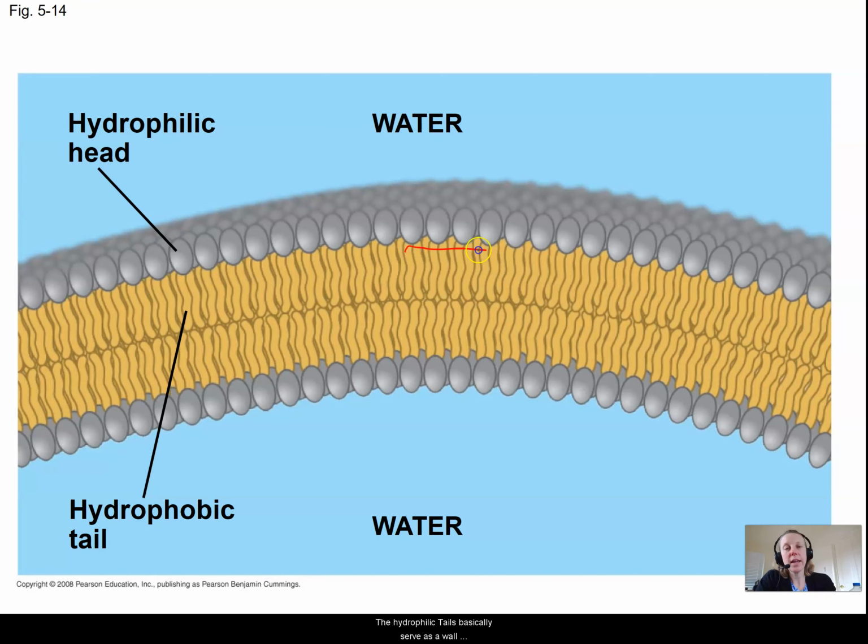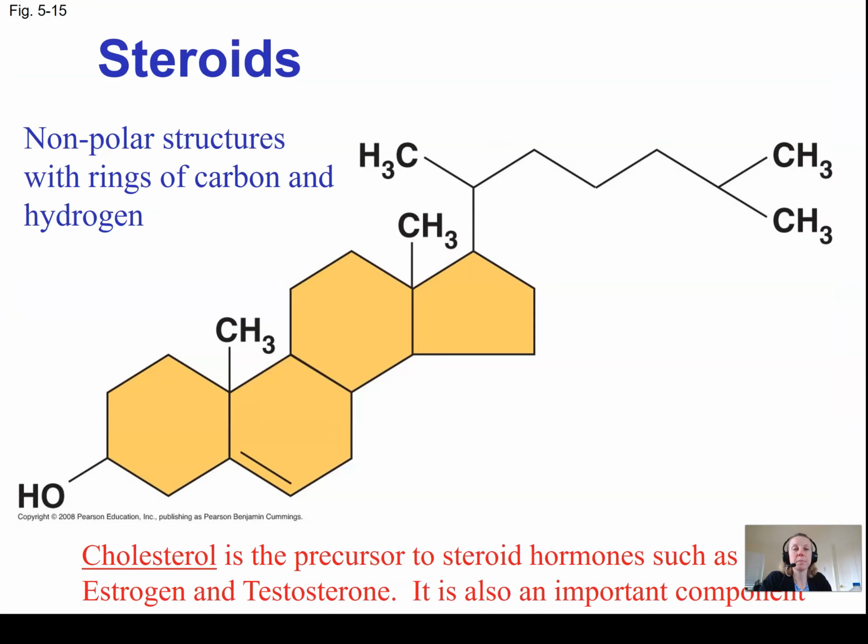The hydrophobic tails basically serve as a wall controlling what can go through and what cannot and gets bounced off of the membrane. We're going to talk a lot more about that when we talk about membrane function and membrane transport, but this is what makes that membrane so important, the fact that those hydrophobic tails can form a wall or form a barrier.